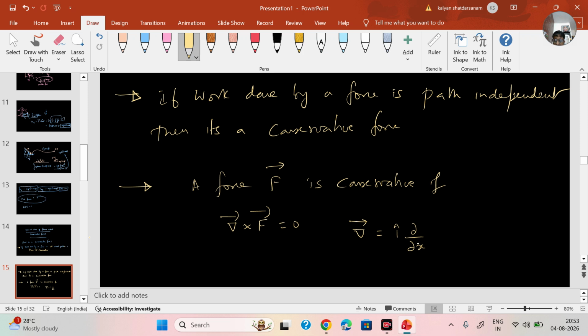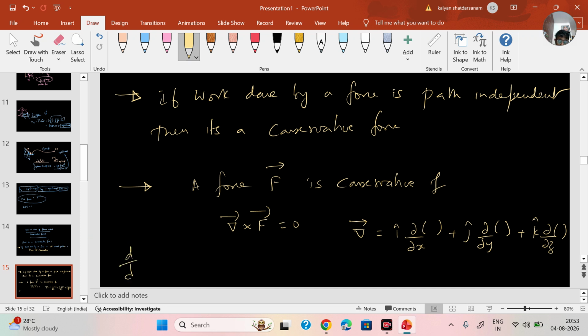What is dou by dou x? It's a partial derivative, plus j dou by dou y, not complete derivative. I'll explain what a partial derivative is also. Plus k dou by dou z. This is the operator. What goes in the brackets? Well, I don't know what goes in the bracket. That's why I'm calling it operator.